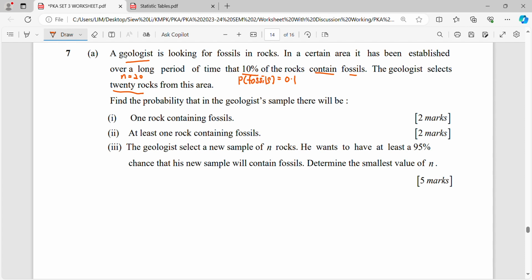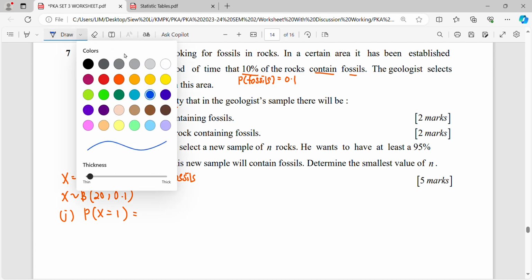So this probability is talking about fossils. So the first one, define your random variable. What's your X? Number of rocks that contain fossil. So X is distributed binomial, 20 of them, chance 0.1. Then the first one, find the probability for one rock, means X equals 1.